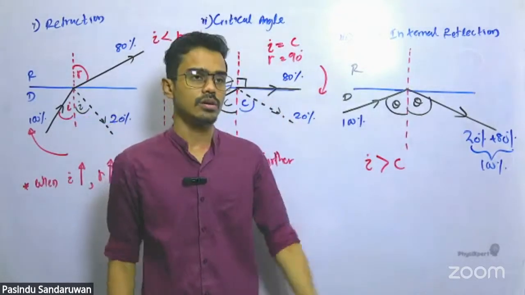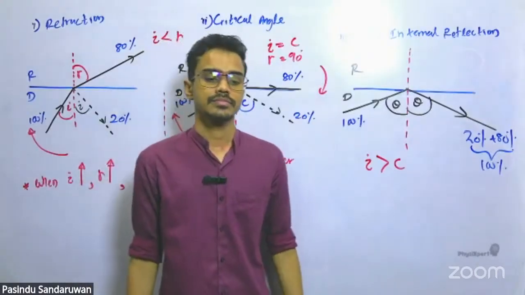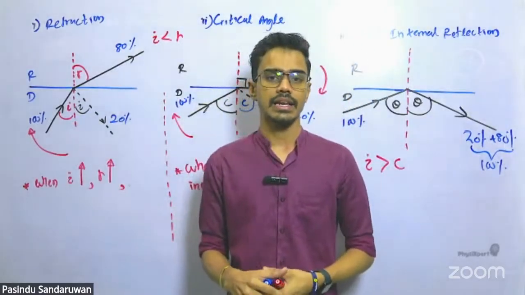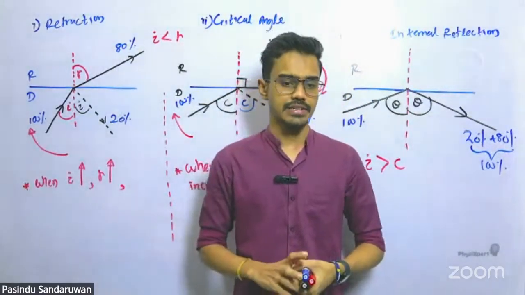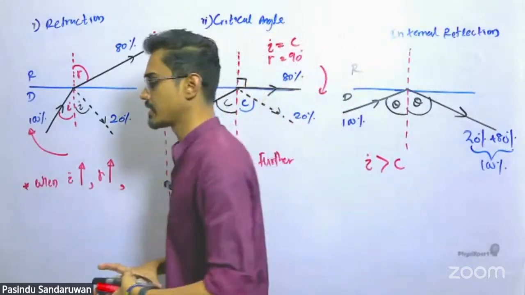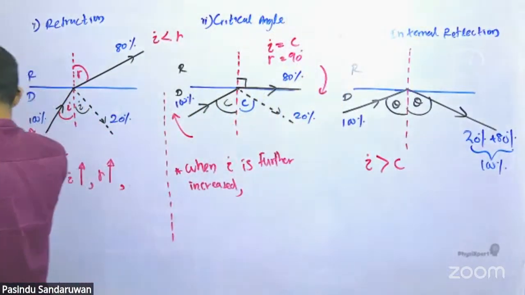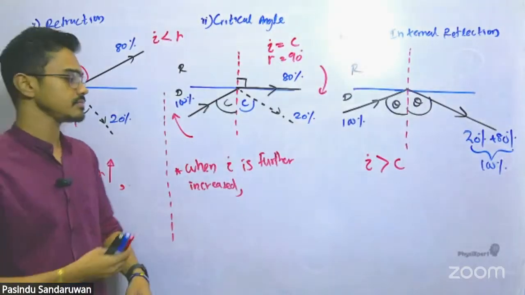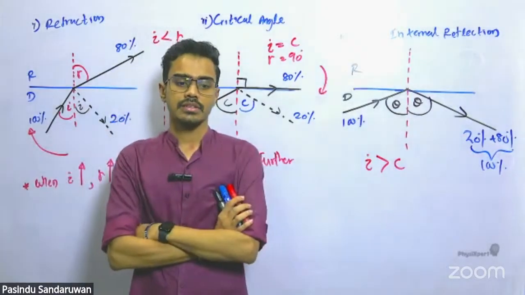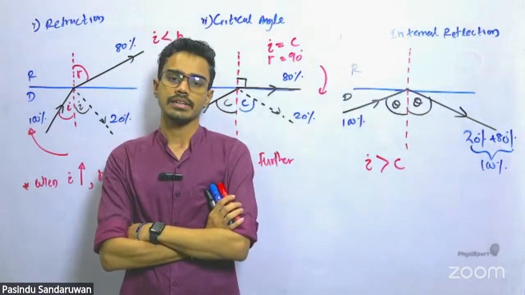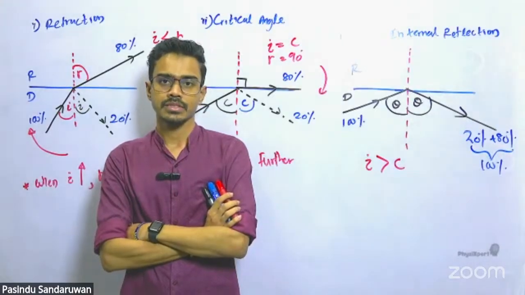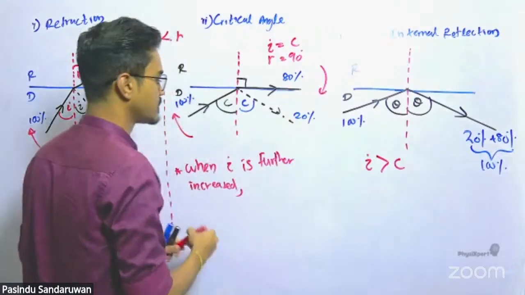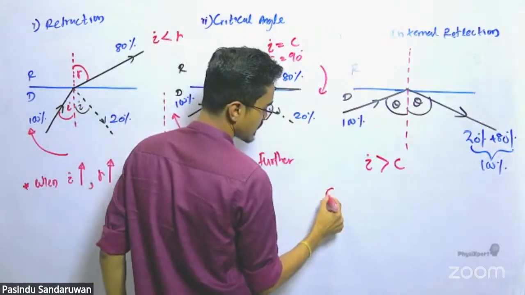Okay, write down below as the next heading: Definitions of critical angle and total internal reflection. But under that again, take down the heading as critical angle.